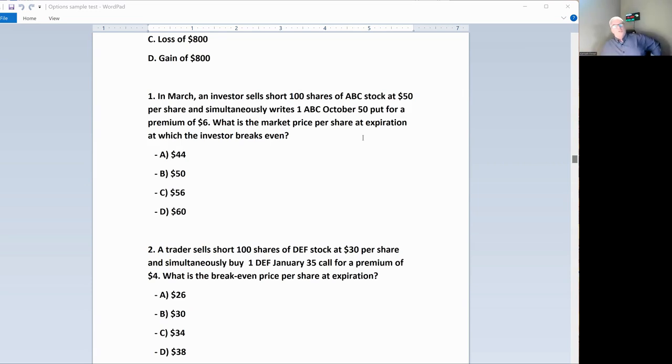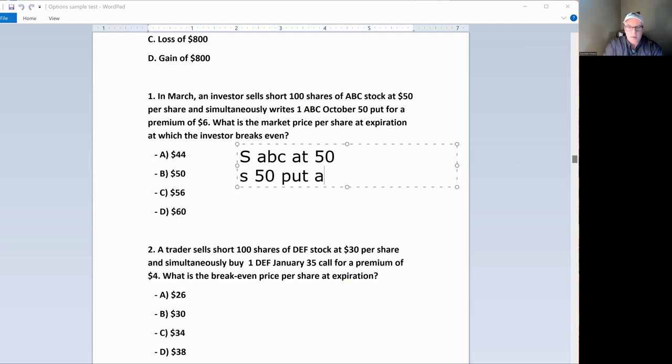So in March, an investor sells short 100 ABC at 50 and at the same time writes a 50 put for 6. So that's 2 sells, right? So I can write it down. That's sell stock. We're going to sell ABC at 50. And we're going to sell a 50 put at 6. Since there's 2 sells, we're going to add. Break even's 56.